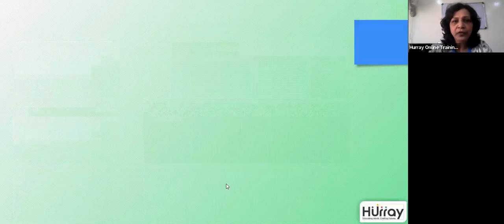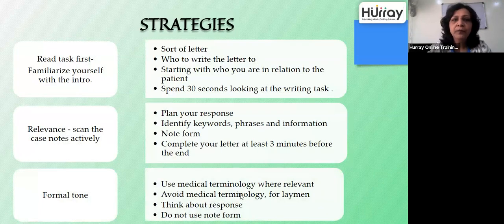Use medical terminology wherever it's relevant, but you have to avoid medical terminology for laymen. Laymen are those who are not medical professionals. So when you're writing to a layman, make sure that you don't use many medical words. If you have to include medical terminology, you have to explain what it means. Think about your response, and when writing the letter, you should not write in note format. You have to write complete sentences with all your grammatical structures.